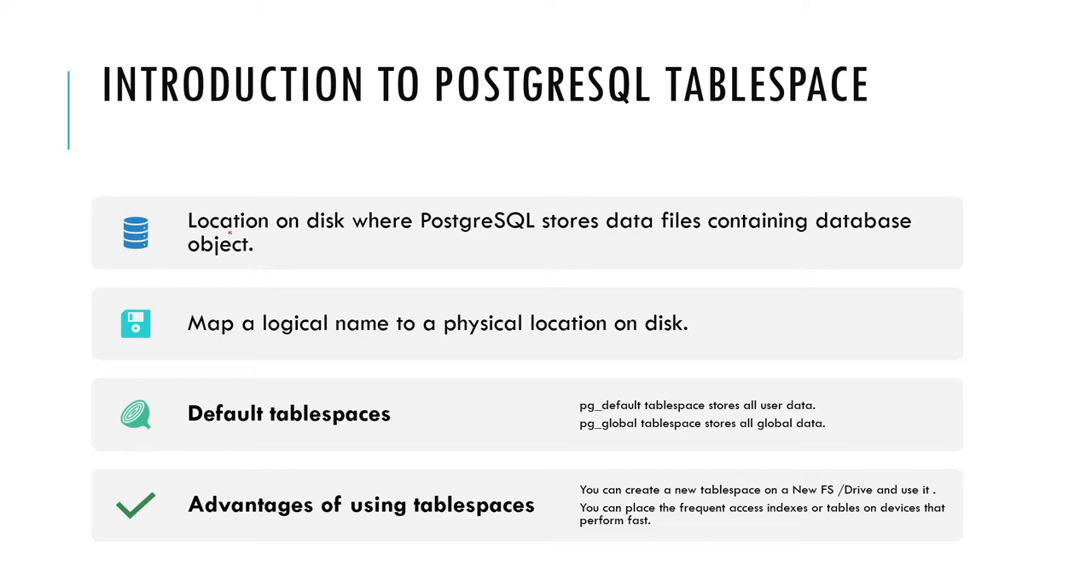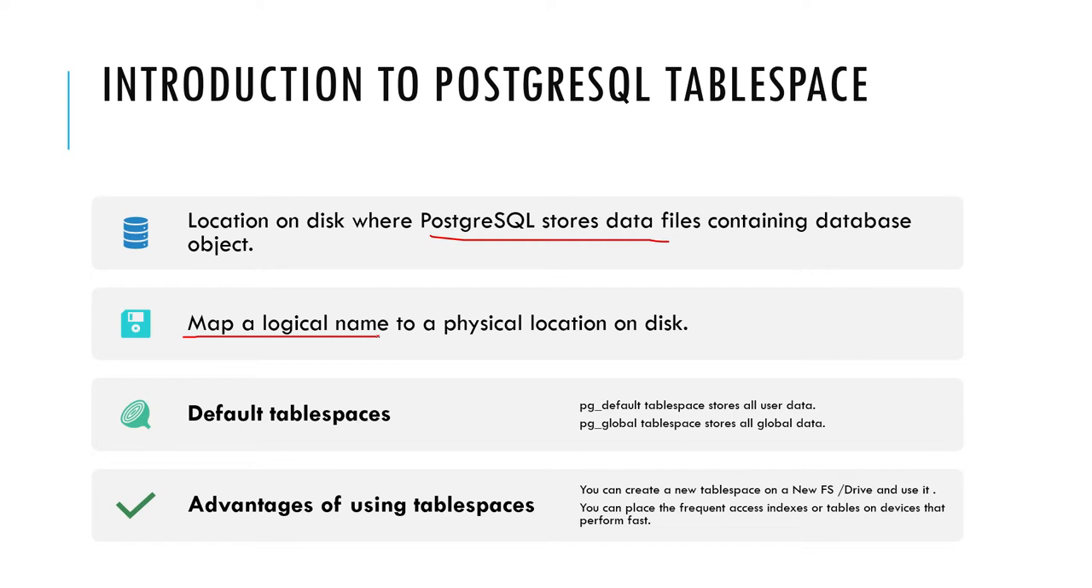It is a location on the disk, whether we are talking about the file system on Linux or a drive on a Windows system. This is the location where Postgre stores data files, and how Postgre lets the instance know where it has to store the file is referred to in the tablespace. What a tablespace actually does is map a logical name to a physical location on the disk. In the demo, we will see the logical name and where it corresponds to.